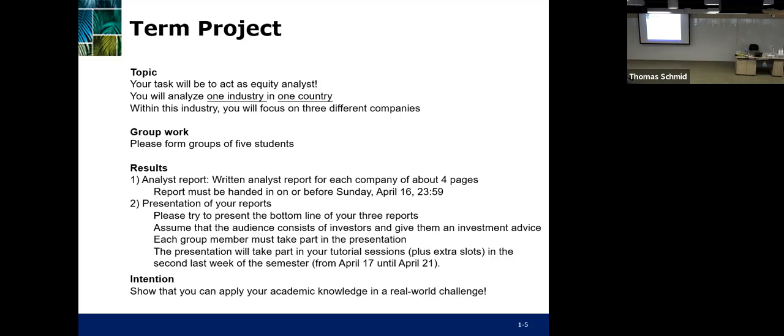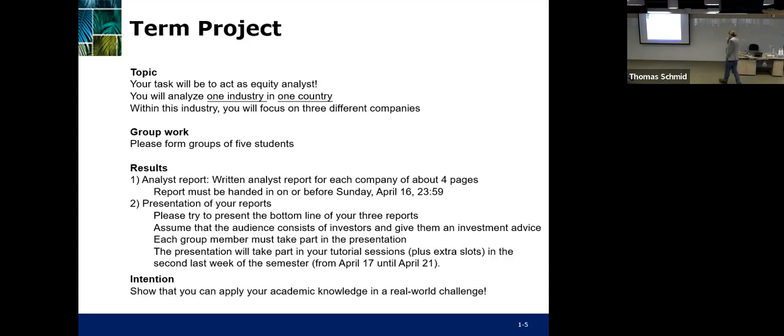Good. So I think it's kind of obvious. The intention is really to do something that is quite relevant in practice: writing analyst reports, understanding companies in a way that you really have an opinion about them, whether they are good or bad investments. And you should show that you can do something like that based on your academic knowledge. Okay? It's not easy, so this will be kind of a challenge.